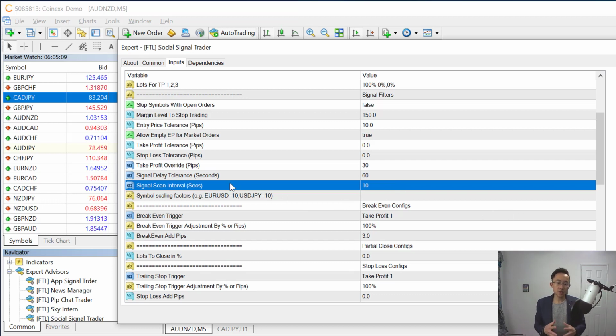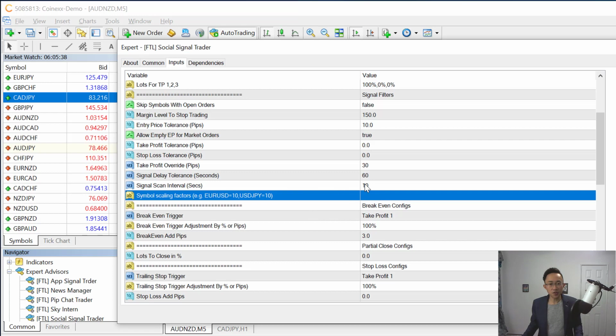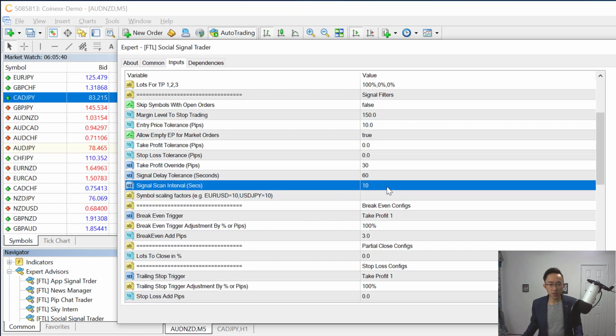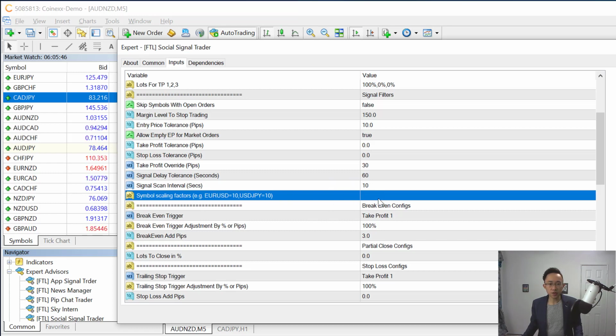So signal scan interval means how often the software scans for signals. The default is going to be 10 seconds. I think it's enough. And for Telegram, you actually cannot go below 10, because otherwise you might get blocked by Telegram, because they don't want you to constantly ask for new messages. So 10 seconds is very safe. If you're using some other software, it might be fine to reduce it, but just keep it at 10.